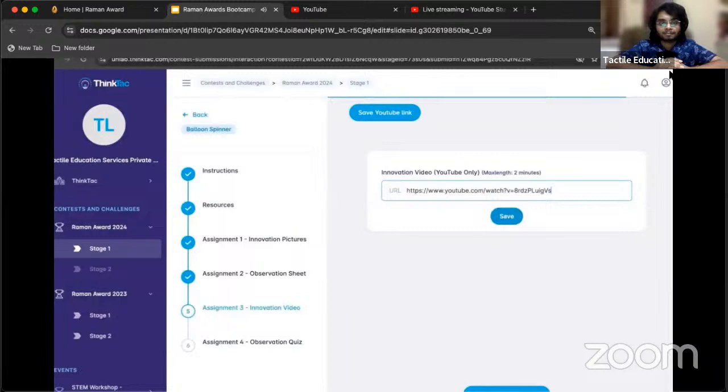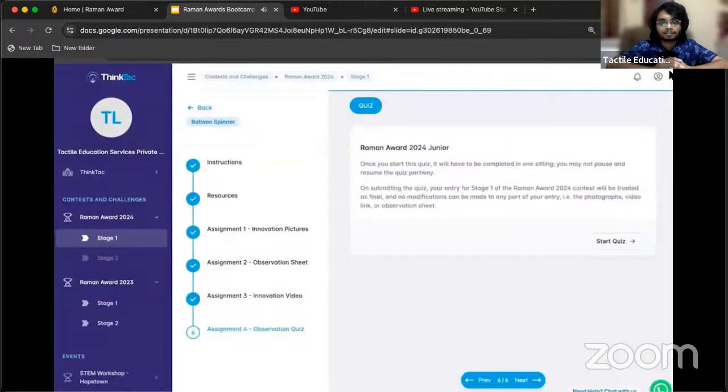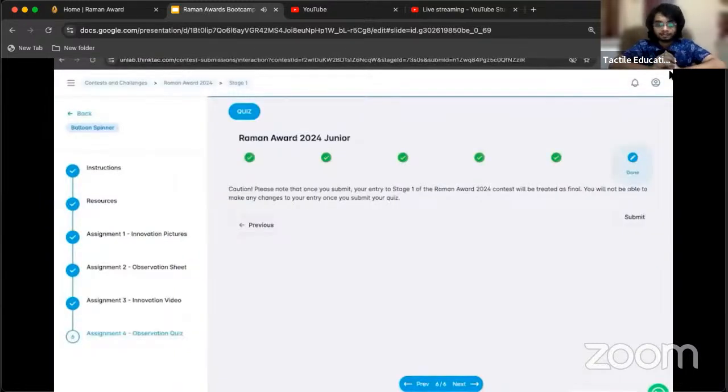while demonstrating the activity. This can be in any language. Upload the video onto YouTube as a public video and paste the link in the Assignment 3 Innovation Video step. Next, complete the observation quiz by clicking on the Start Quiz button on the screen. Then, finalize your submission by clicking on the Submit button.